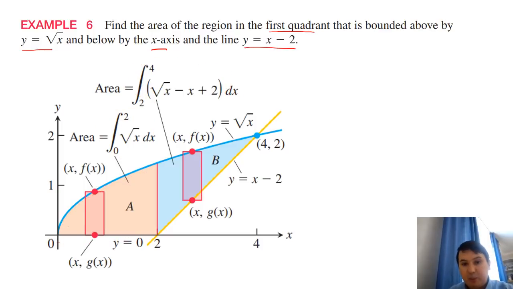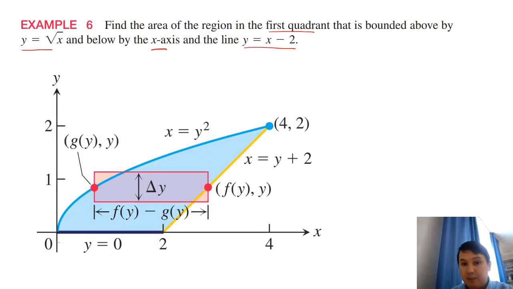So instead, we can think, maybe we should consider integration with respect to y. If you try to integrate with respect to y, things get easier, because then the region is simply bounded from the right by this yellow curve and from the left by this blue curve. So at the end of the day, I will only have one integral. So let's try this one.